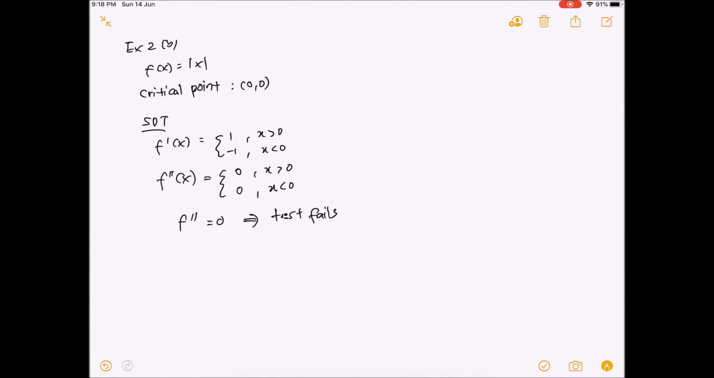Okay, so when your test fails, don't worry. It is not that the function is invalid. You just have to refer back to the first derivative test. If you still remember, in our previous video, using the first derivative test, we have a minimum at (0, 0).